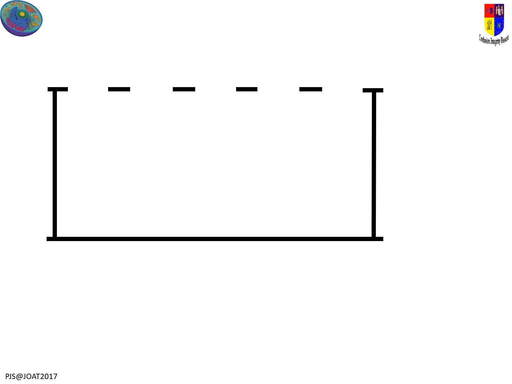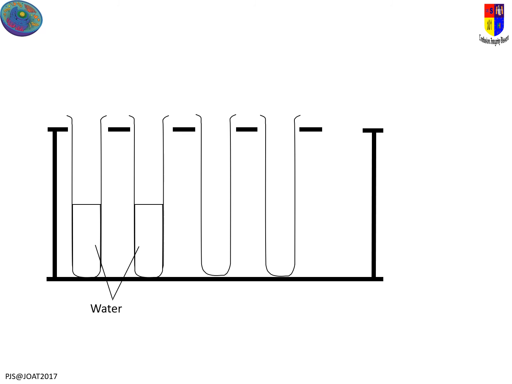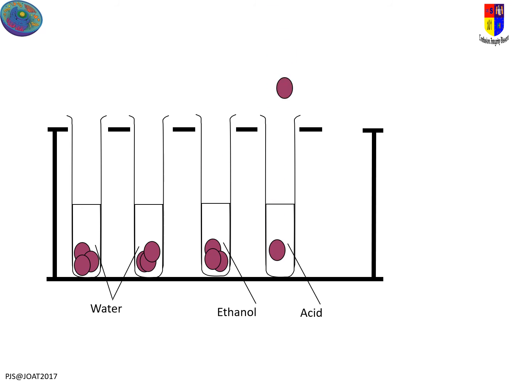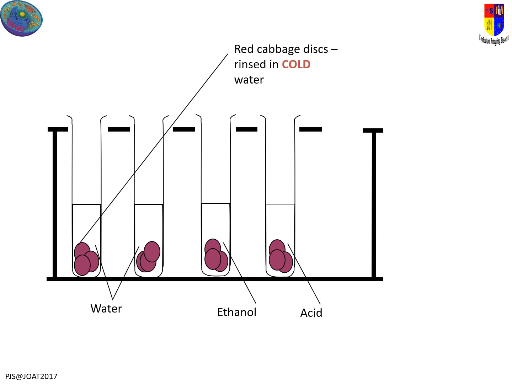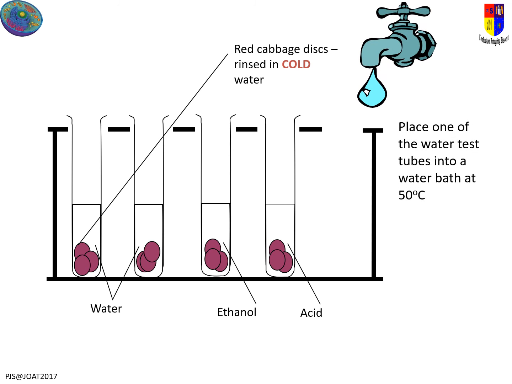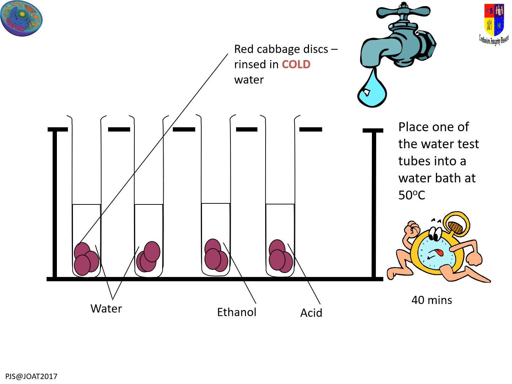So what we would do is take some boiling tubes, put some water in two of them, ethanol in another, and acid in another. We'd get little discs of red cabbage, rinse them in cold water first before we put them in, just to make sure that they didn't have any liquid colour on the outside of them. And then we'd take one of our test tubes, put them into 50 degrees, and then we'd wait for 40 minutes and then take them out.